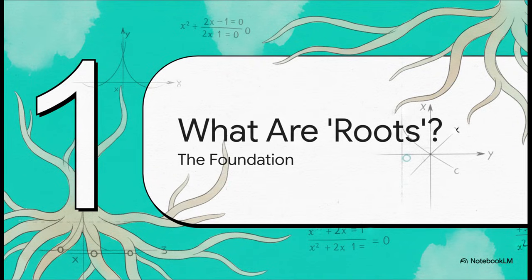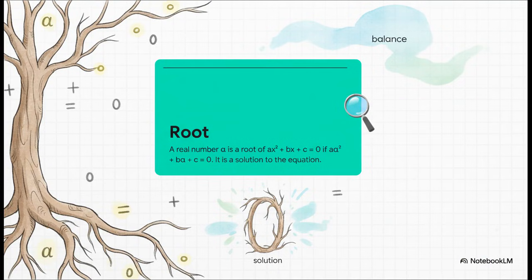So, first things first, let's build our foundation by answering the most important question. What on earth is a root? Honestly, if you can grasp this one concept, the rest of the chapter just falls into place. Okay, don't let the formal definition scare you. A root is just a fancy name for the solution. It's the specific number you can plug in for x that makes the whole equation balance out perfectly to 0. If you've heard of the zeros of a polynomial, it's the exact same idea. It's the value that makes the equation work.